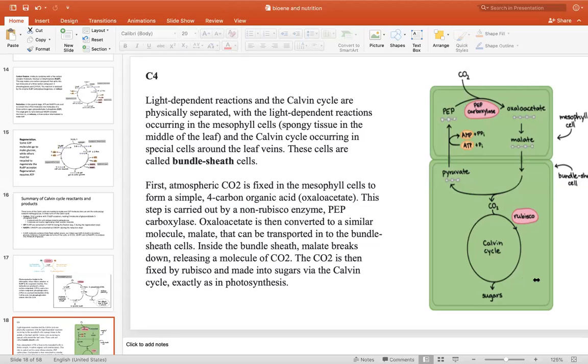These cells are also called the bundle sheath cells. So what happens? Mesophyll cells are where you have your light dependent reactions, and near the vein of the leaf, you have your light independent reactions in bundle sheath cells.